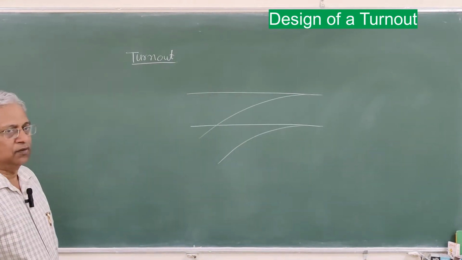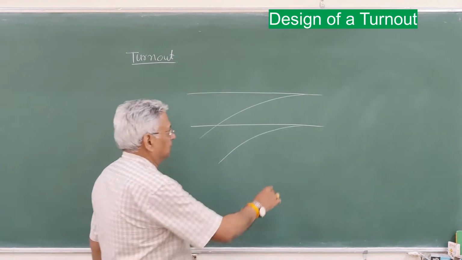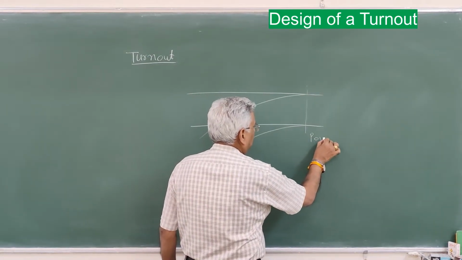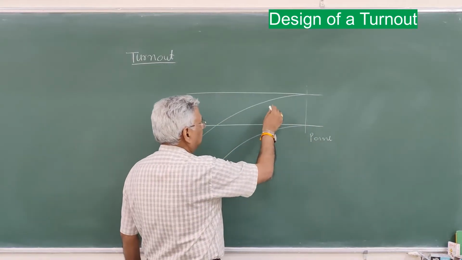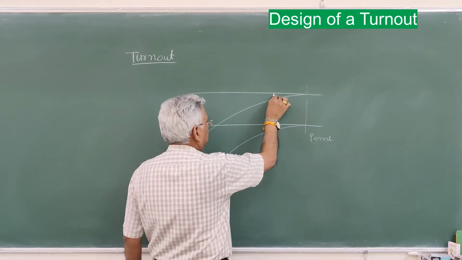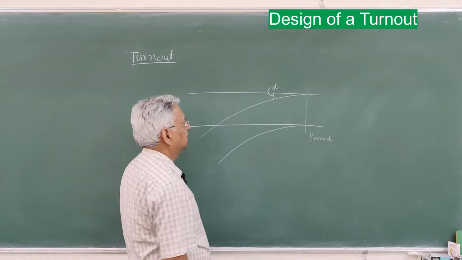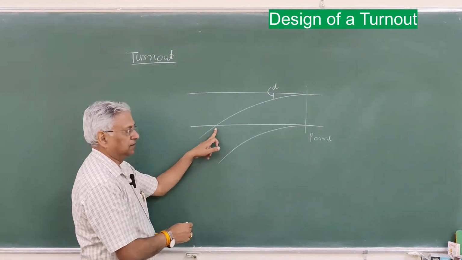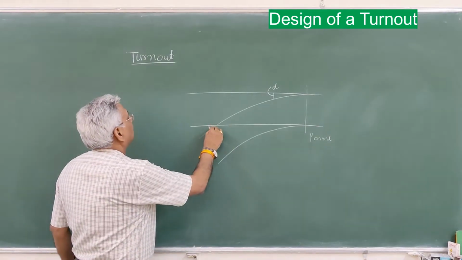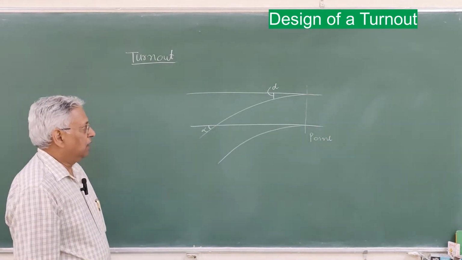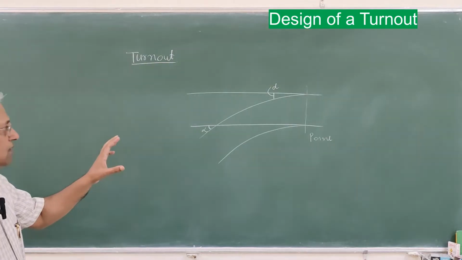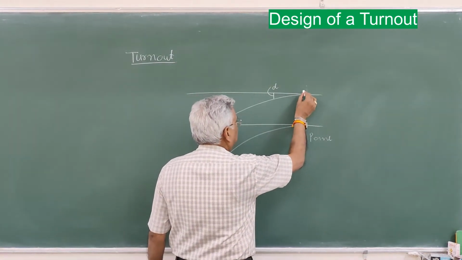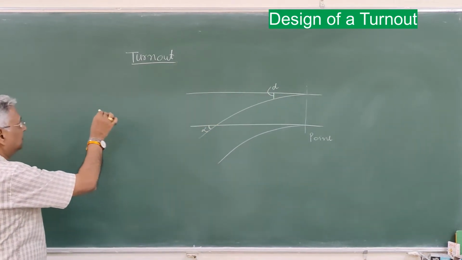Now this is a turnout. Here, what I told you in my last session, this is the point, a pair of points. Here you have the heel divergence D, this is the tongue rail, and here is the crossing. This is the angle of crossing. Now design means determination of different distances, and the distances are, first, the curve lead.